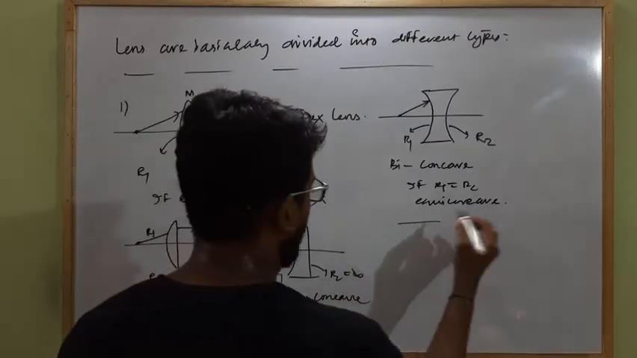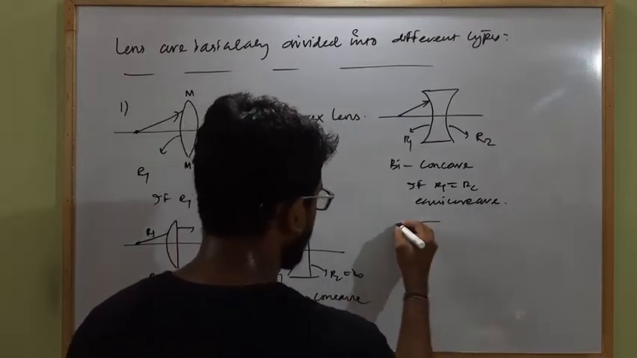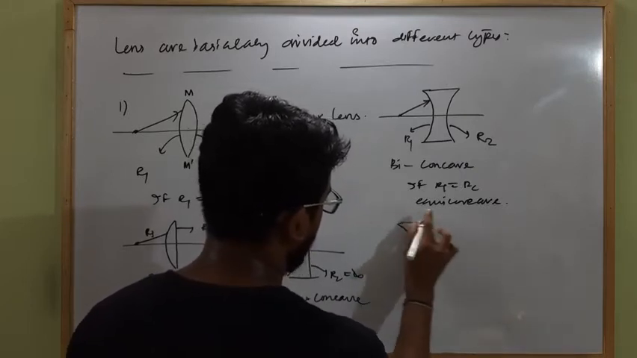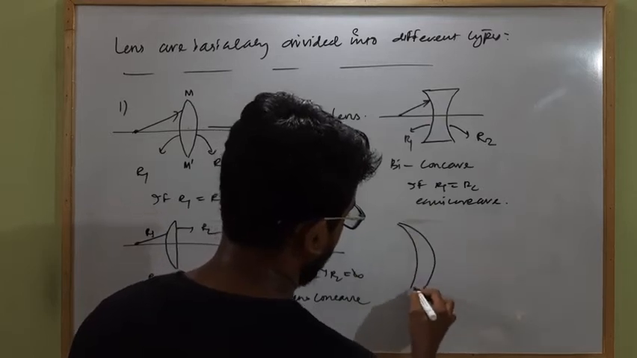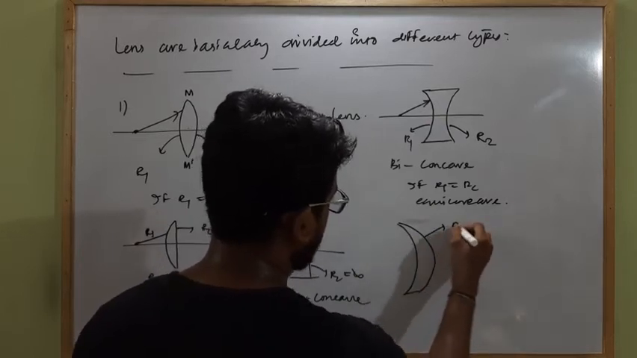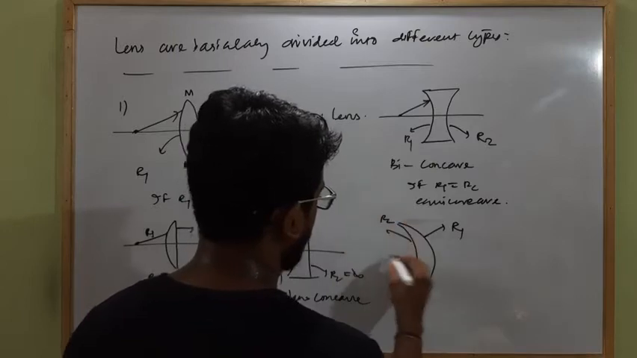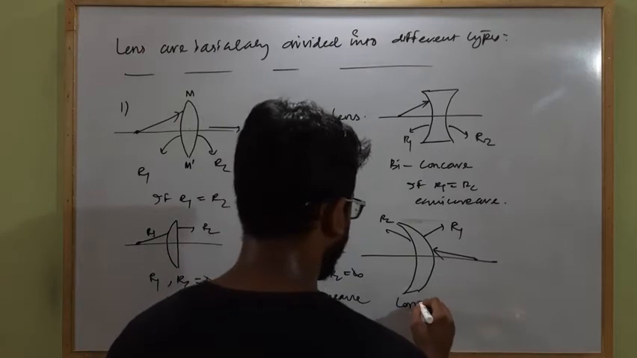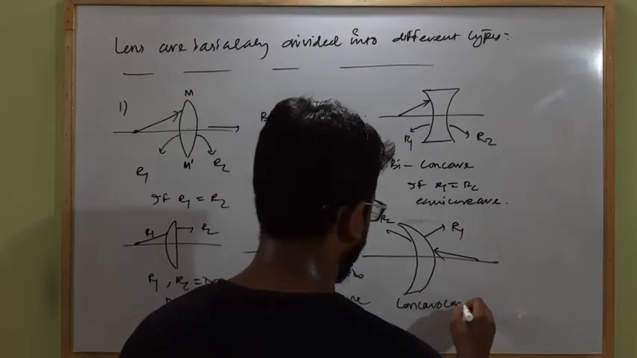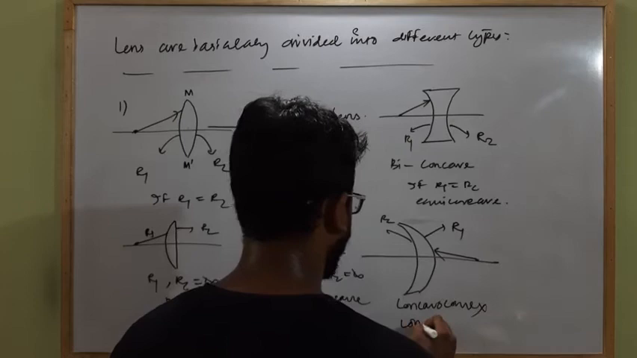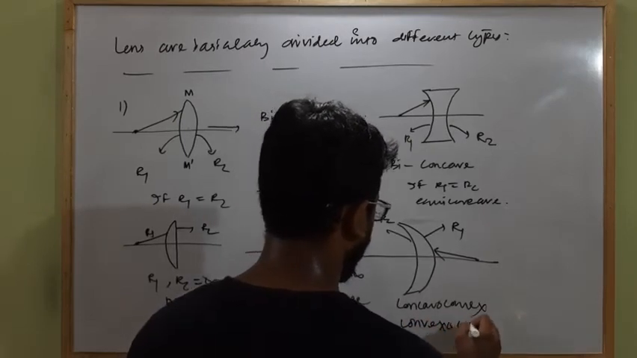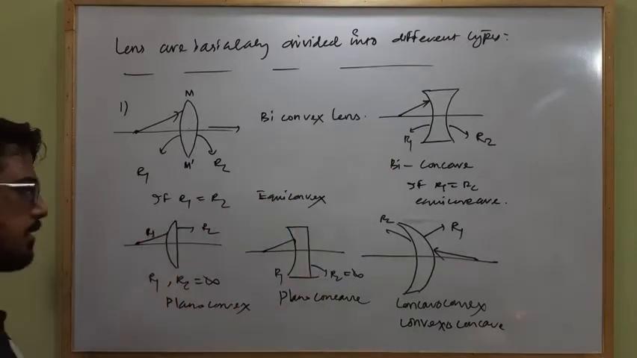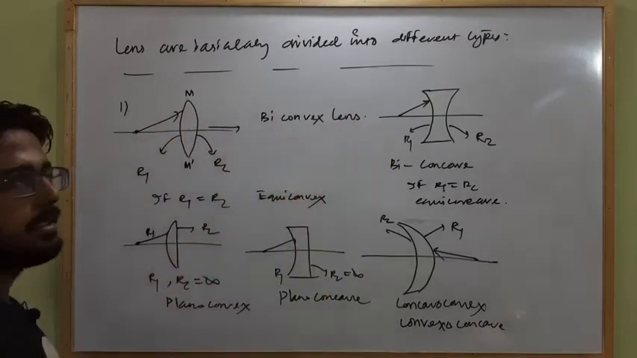Clear? And if both the ends, one is concave, another one is convex, like this, and this one is R1, this one is R2, light strikes from this direction, so it will be concave or convex, or you can say convex or concave. Okay, so these are the different types of lenses according to their refracting surfaces.